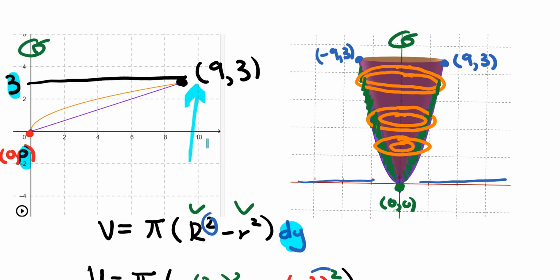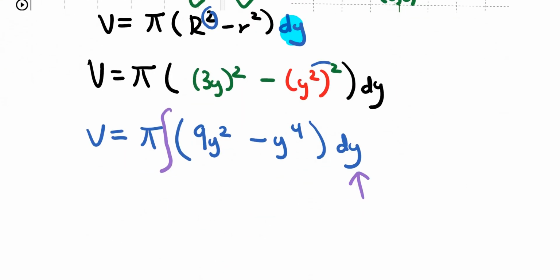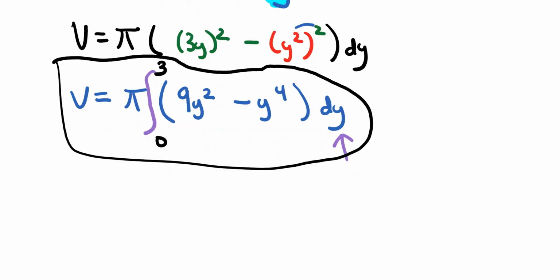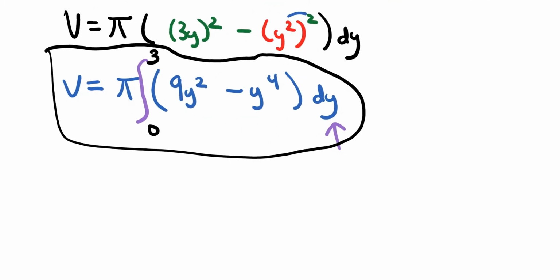So we have to look at this vertically when we're integrating with respect to y. So we're starting at a low height of 0, and we go all the way to a max height of 3. So my boundary will be from 0 to 3. And that right there is my volume equation there.